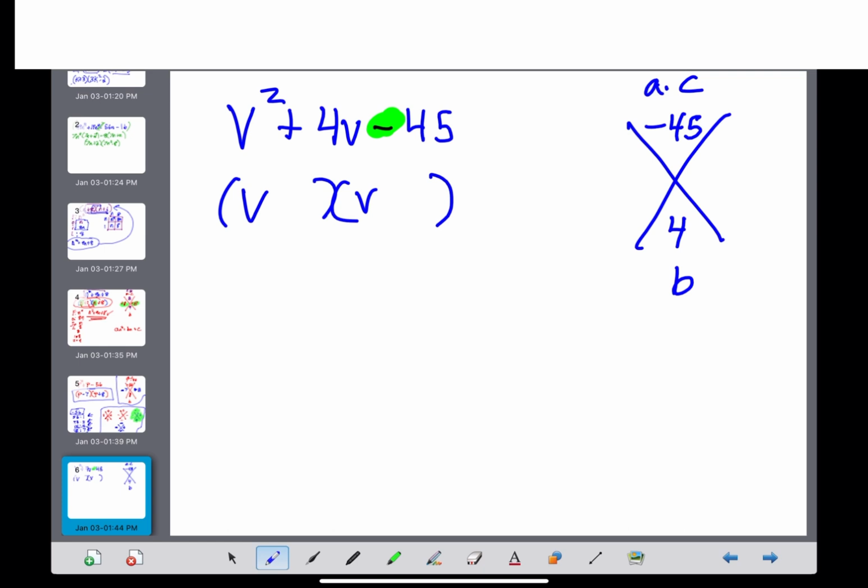So I need two numbers that multiply to be negative 45, positive 4. So the top is negative, bottom is positive. That means one of these is going to be negative, and one of these is going to be positive. So then we go down here and we just think about the factors of 45. 1 times 45, that's obviously not it. 3 times 15, 5 times 9. We're looking for a difference of 4. Do any of those have a difference of 4? 9 and 5. Which one's negative? The 5 is negative. The 9 is positive.